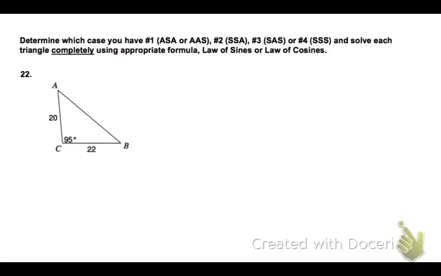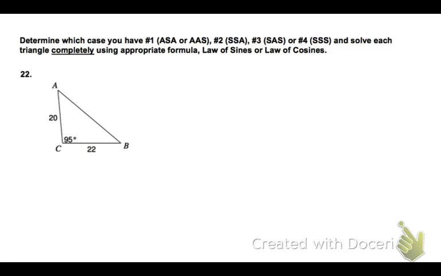Algebra 2 Trig Unit, the study guide, numbers 22 and 23. So in these problems, you're going to look at which case you have and then decide if you're going to use the law of sines or law of cosines to solve the triangles.